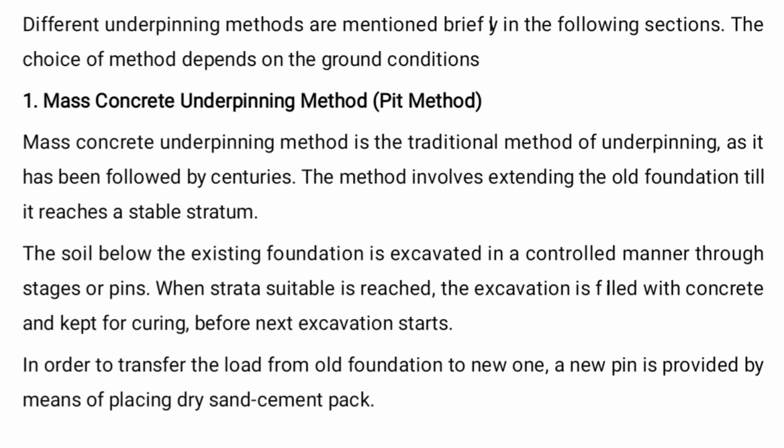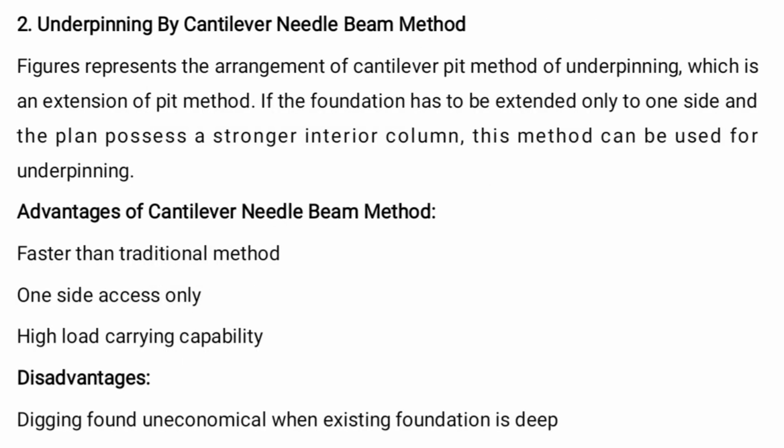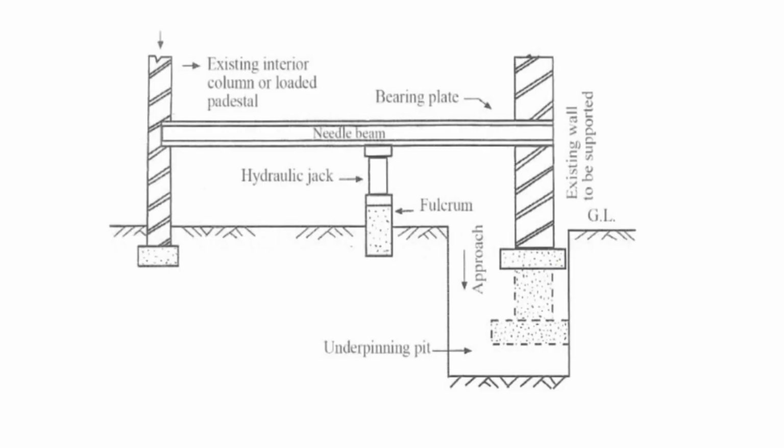So this is the mass concrete underpinning method. In this method, soil below the existing foundation is excavated in a controlled manner through stages of pins. Then underpinning by cantilever method. Its advantages are that it is faster than the traditional method, needs one side access only, and has high load carrying capacity. Its disadvantage is that digging is uneconomical when the existing foundation is deep.